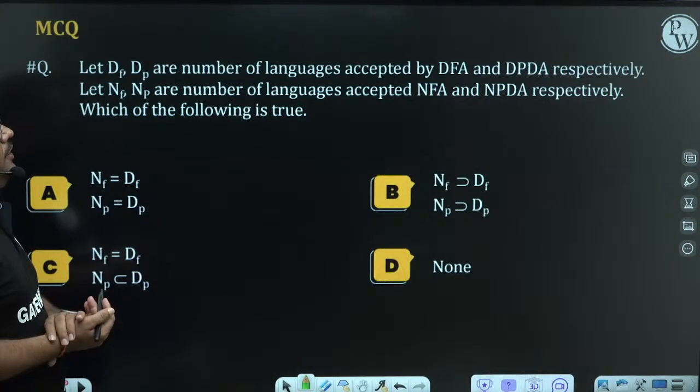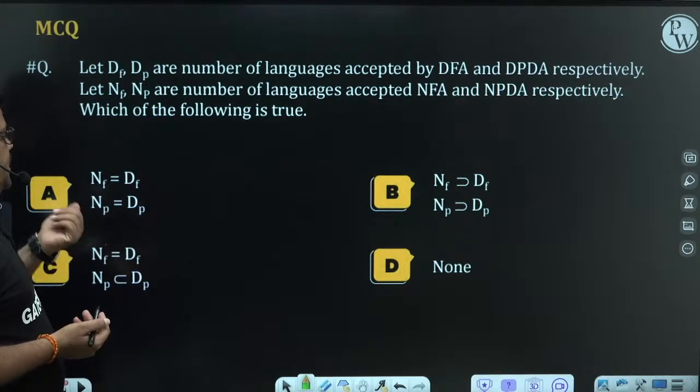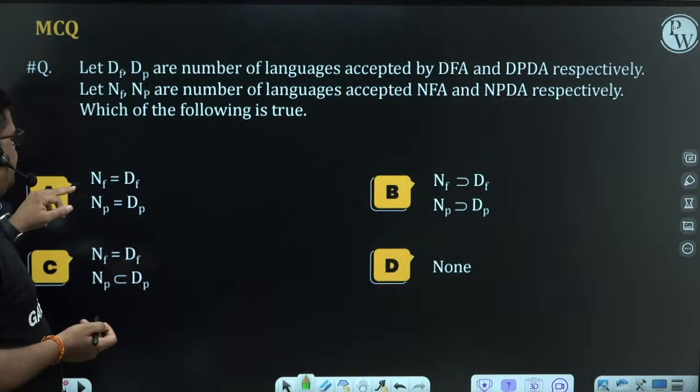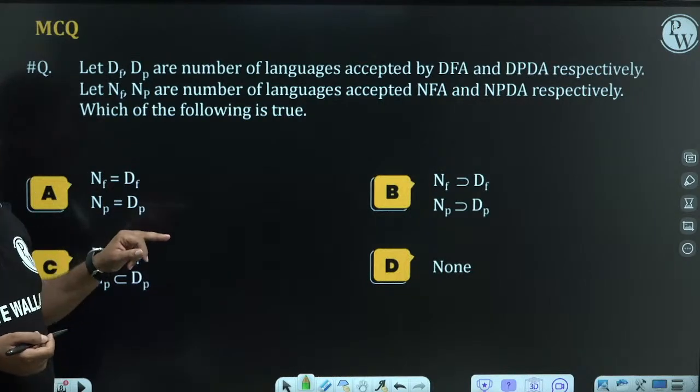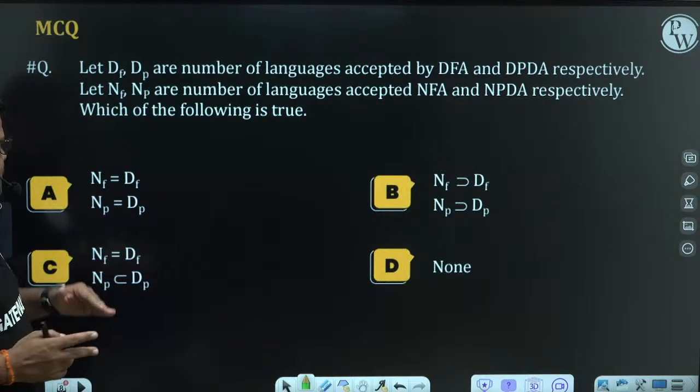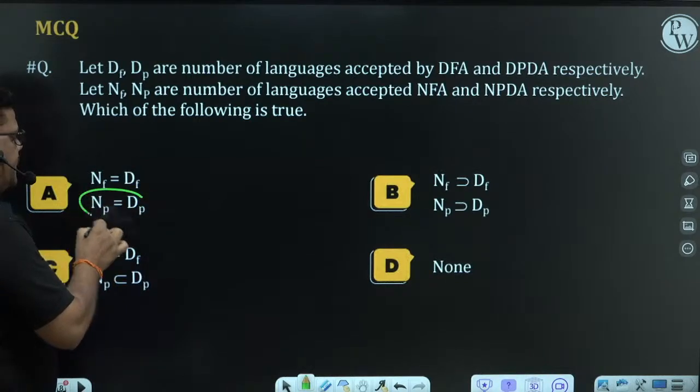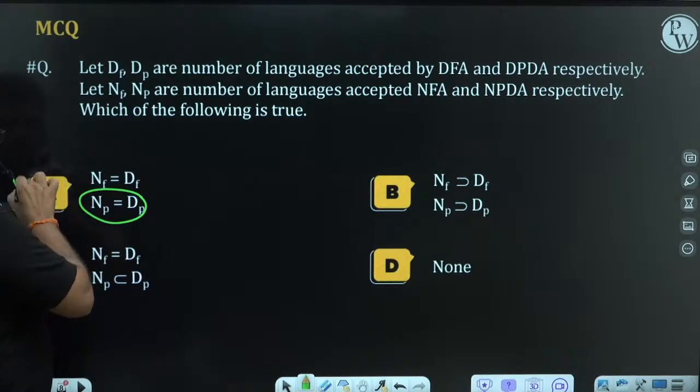So generally, what should be the answer? Finite automata case equal, eliminate from options. Finite automata case equal, push down automata case not equal. But what is happening in option A? It is saying equal here. See this? Equal here. That's why this is not our answer.